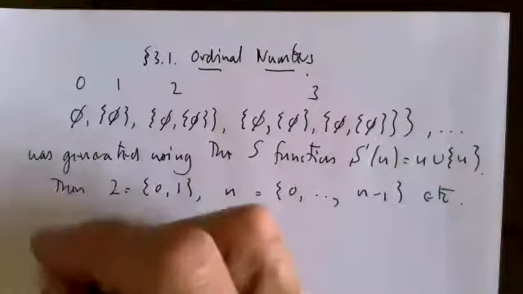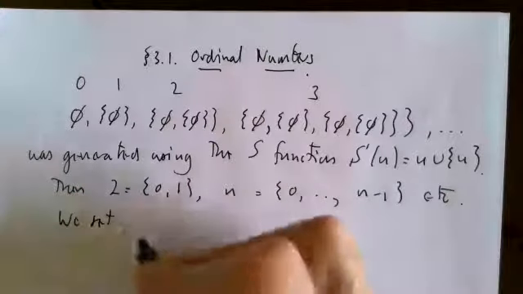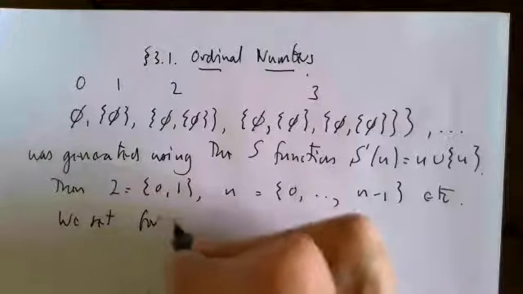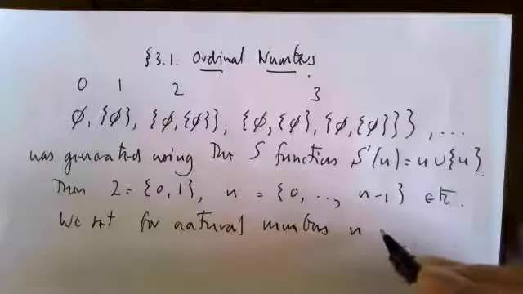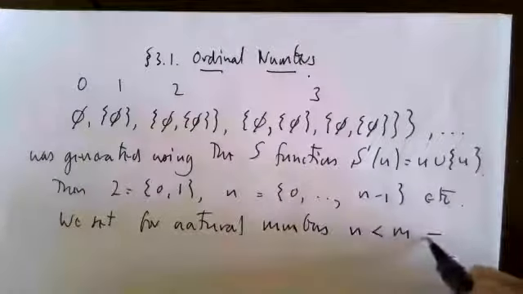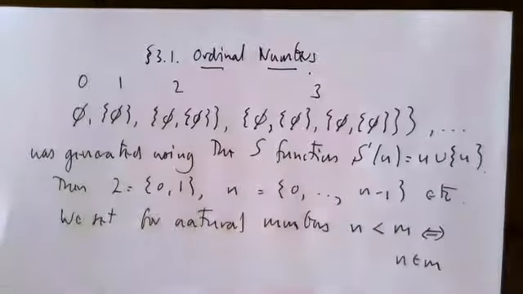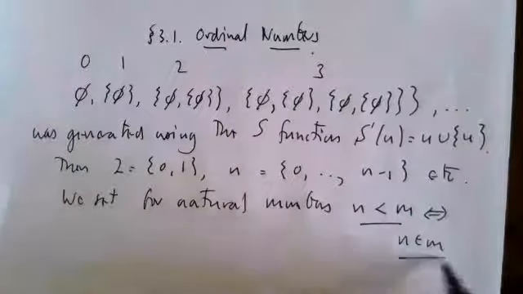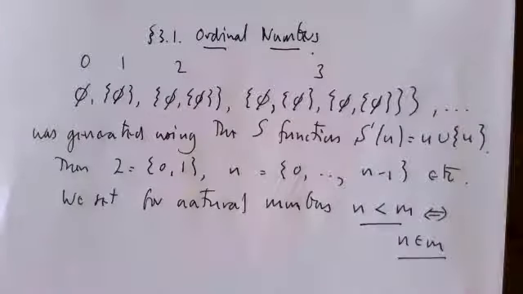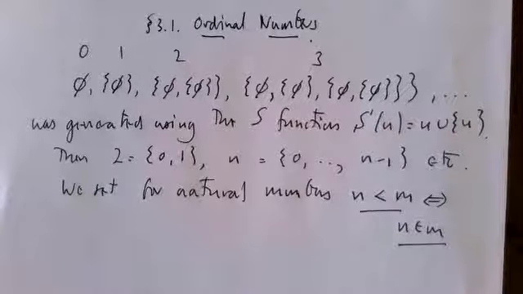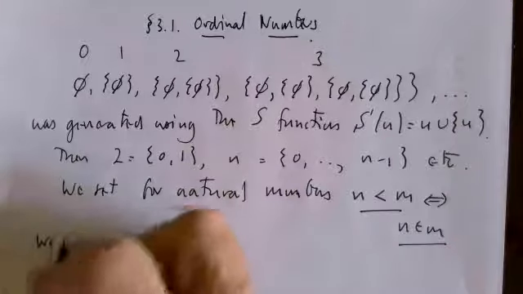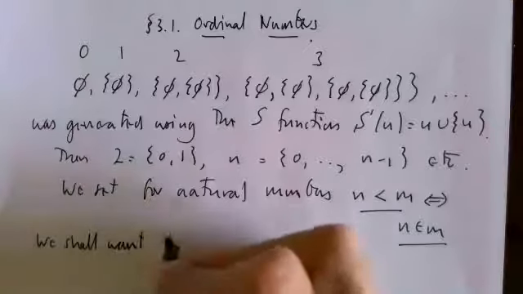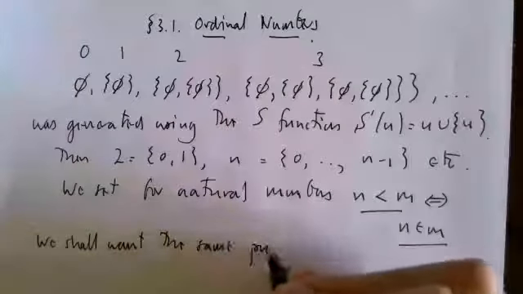And indeed, we set for natural numbers, n is less than m if and only if n was a member of m. So we could define less than by set membership. And we want the same thing to happen for our transfinite ordinal numbers. So we should want the same properties for our ordinal numbers in general.